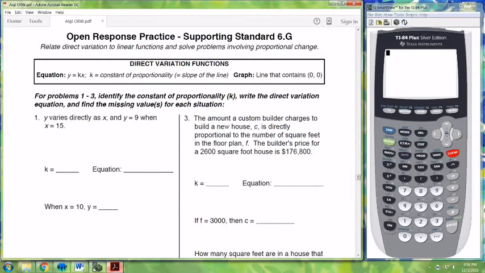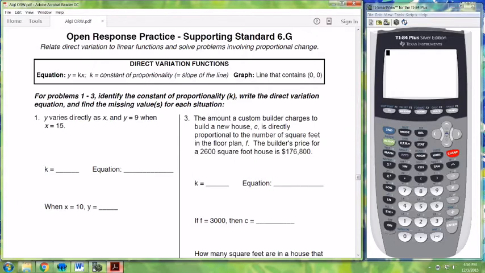So starting off here, it says direct variation functions. It says that y is equal to kx. Anytime you hear the words a direct variation, it means something is multiplied times something else. K is the constant of proportionality, and that's the same as the slope of a line.